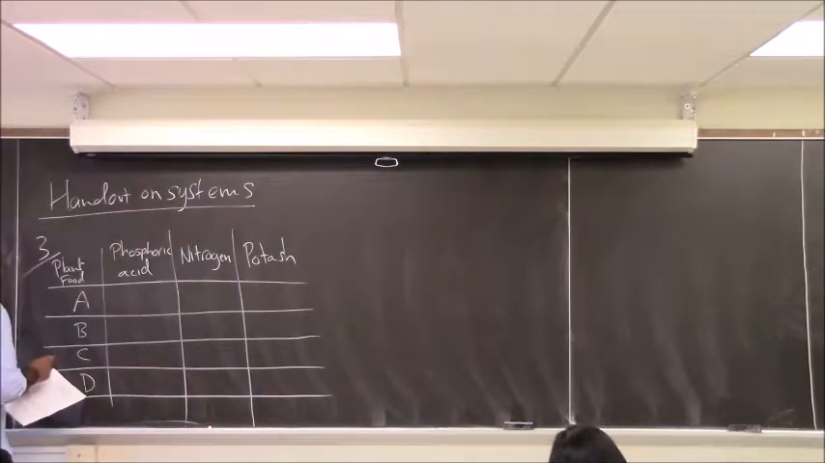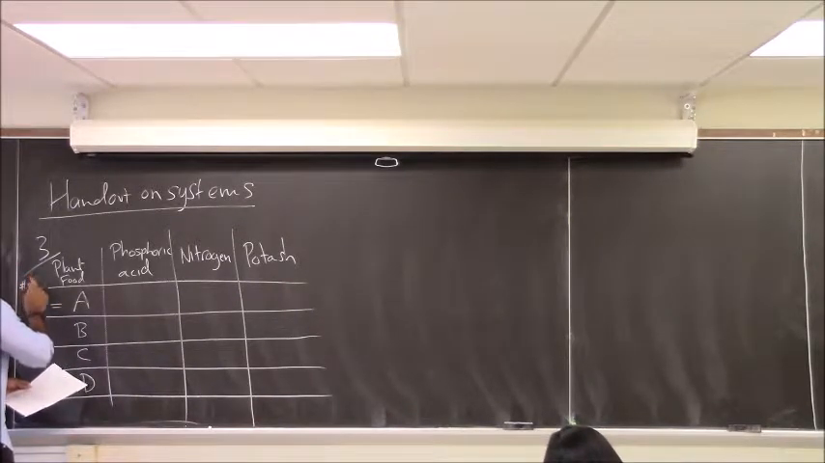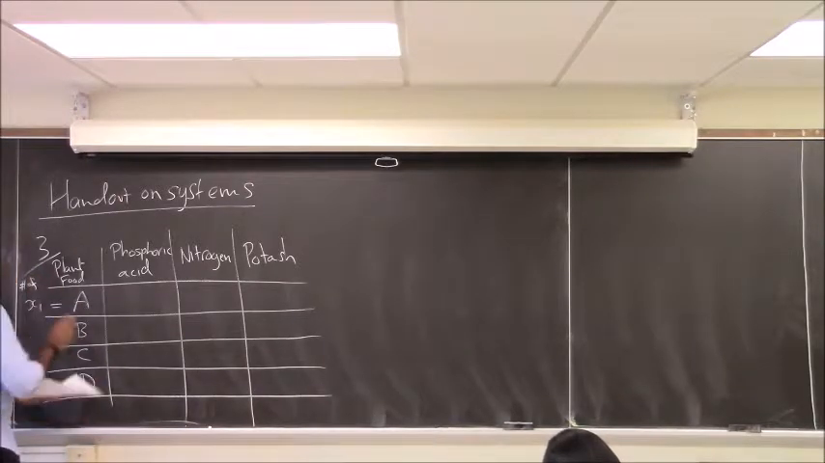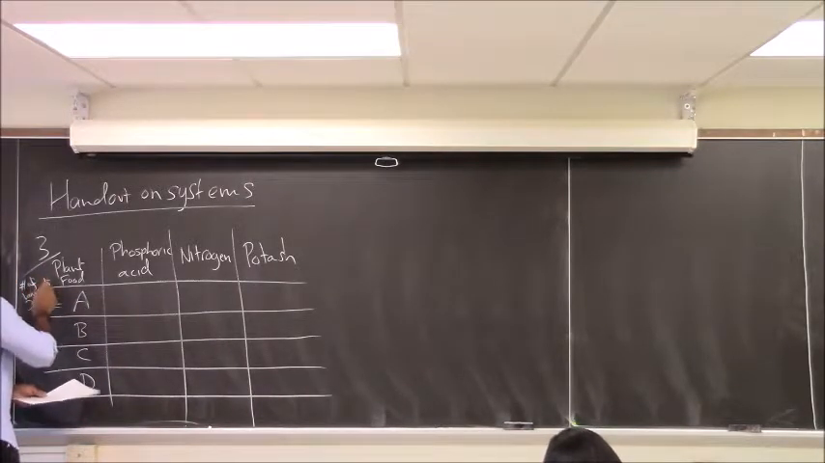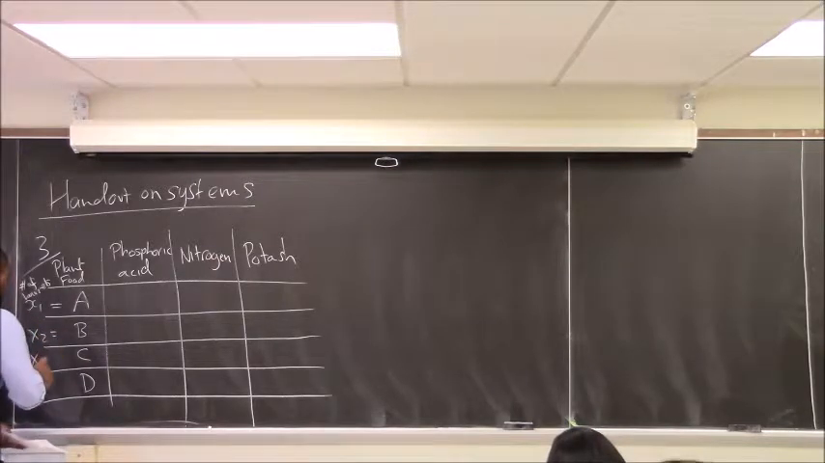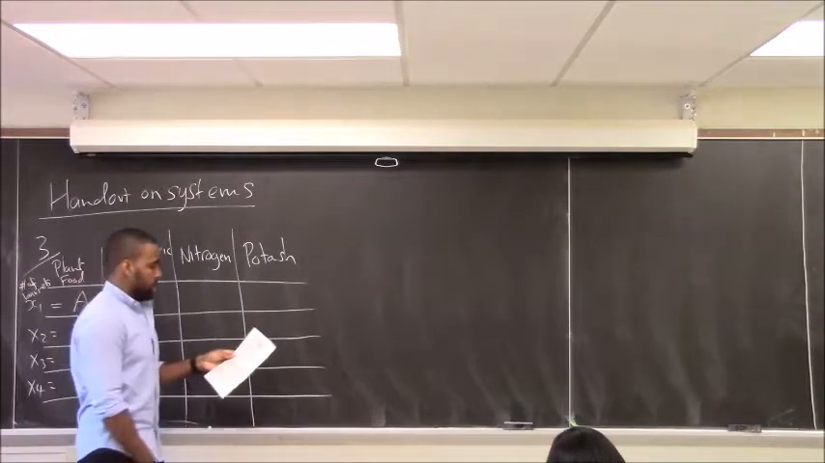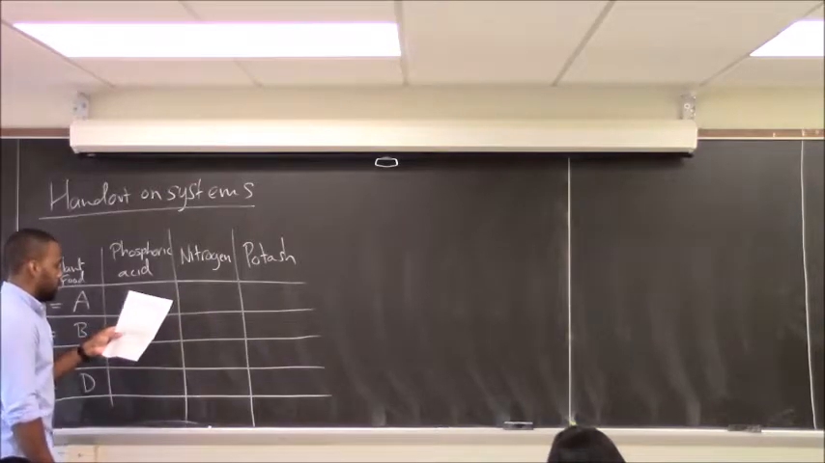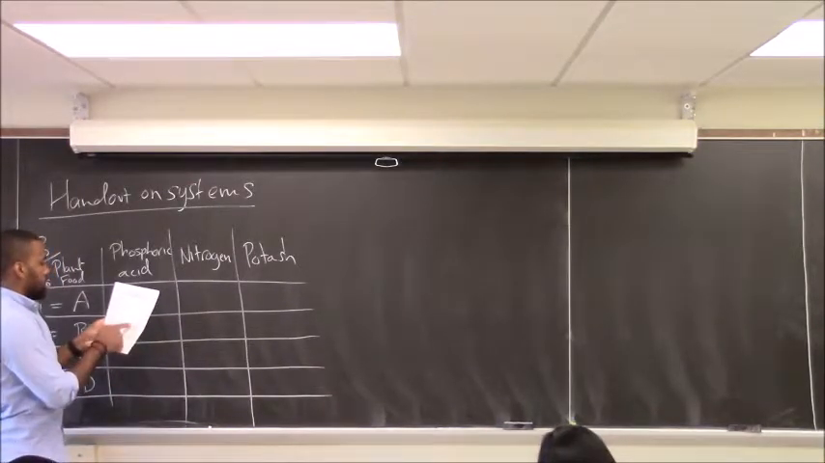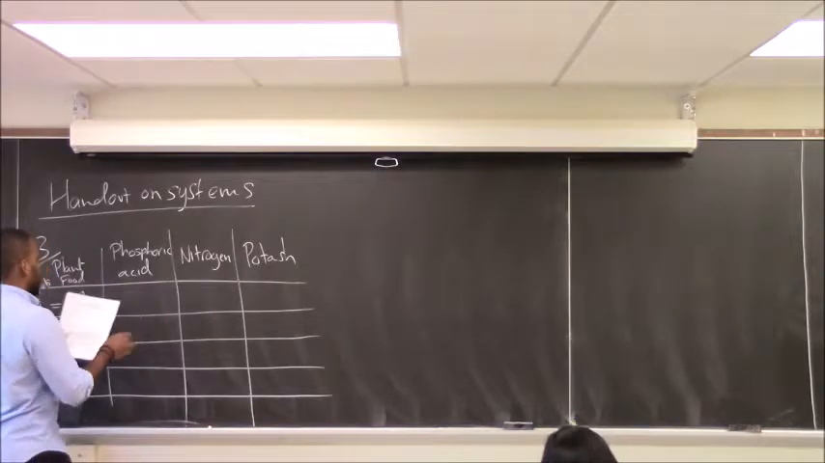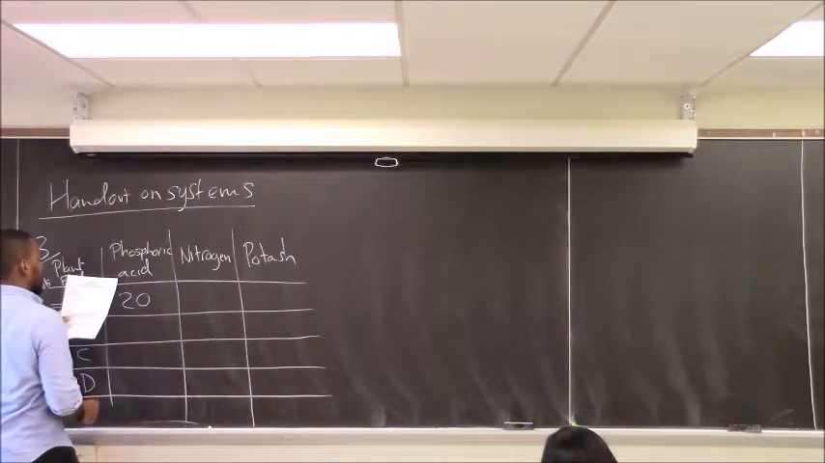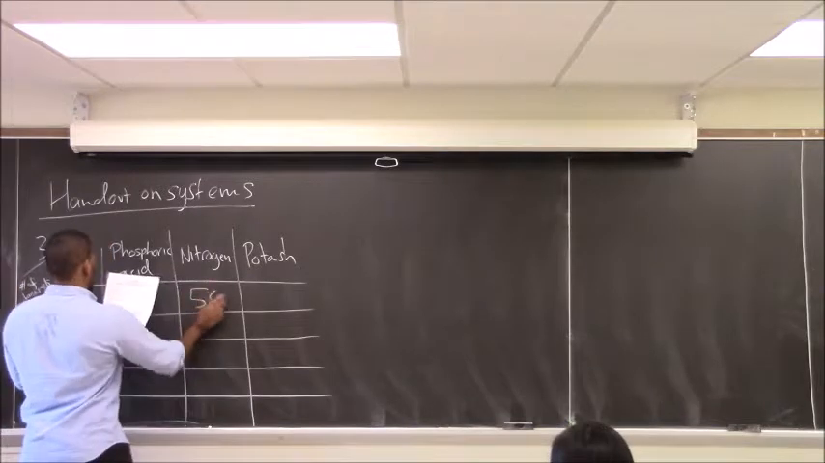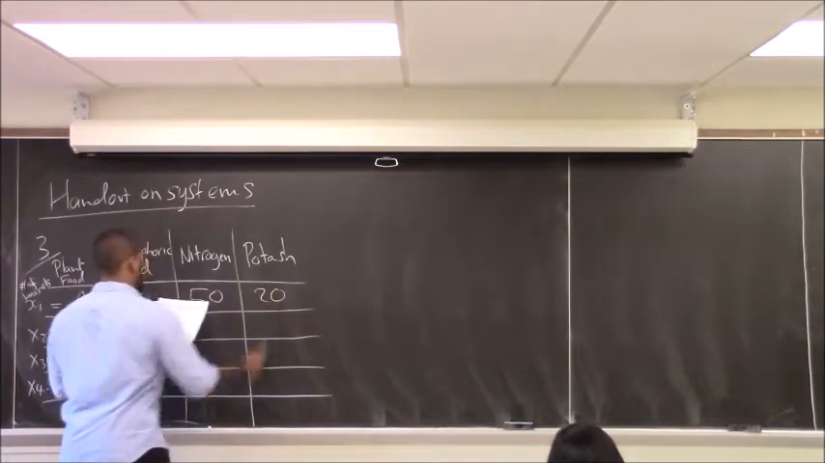And we're going to call the number of barrels here x1. That's the number of barrels. x2, x3, x4. All right, so let's get through this problem here. Farmer can buy 4 types of plant food. Each barrel of mix A contains 20 pounds of phosphoric acid, 50 pounds of nitrogen, and 20 pounds of potash.